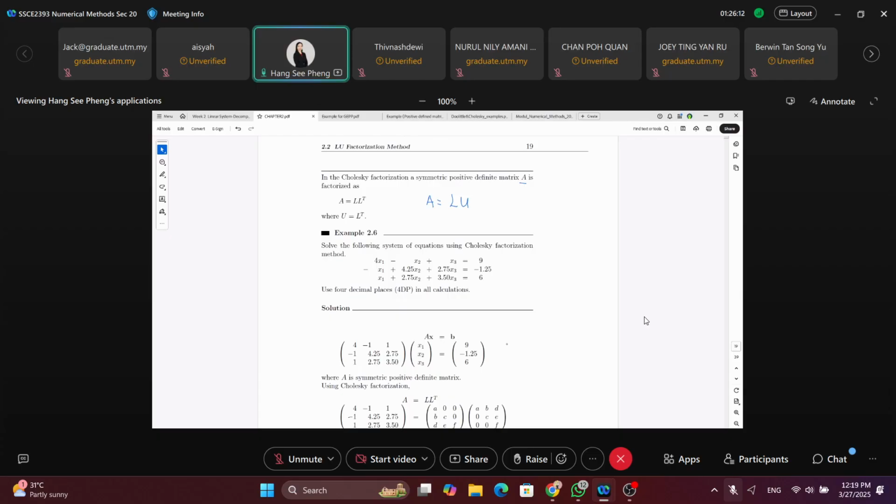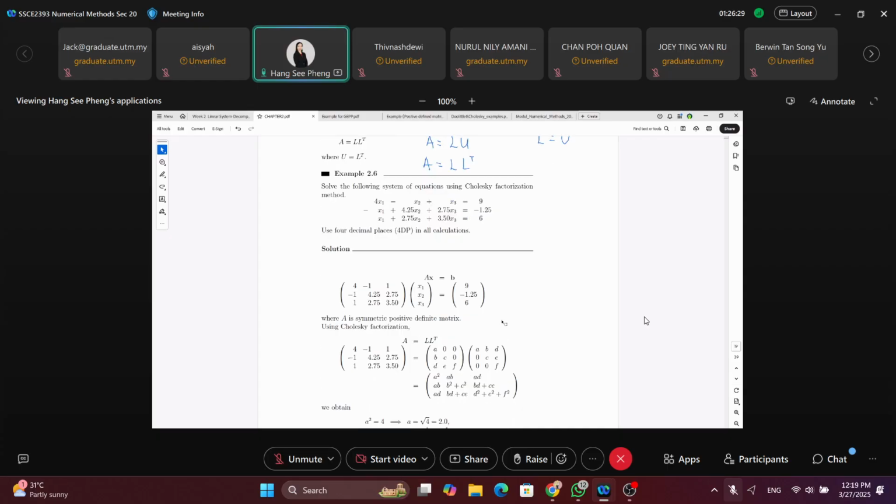And in Cholesky, we will set it as L multiplied with the transpose of L. So if L is a lower triangular matrix, if you transpose it, it will become the upper triangular matrix. So they are the same. So look at this example, 2.6. We extract the matrix A from the system. Then we want to solve for x1, x2, x3. There are 3 unknowns in these 3 equations. Okay, we solve it simultaneously using the Cholesky factorization.